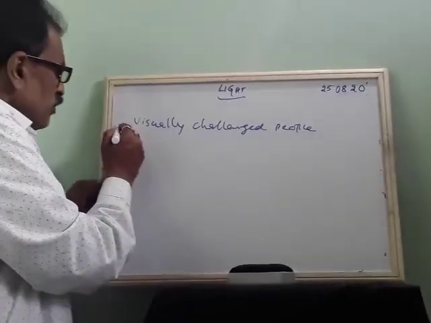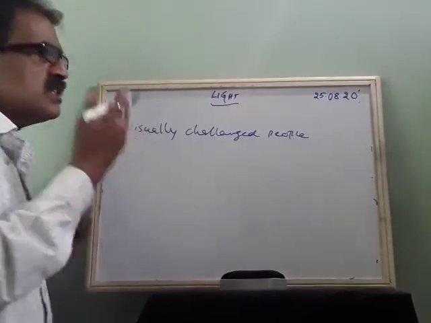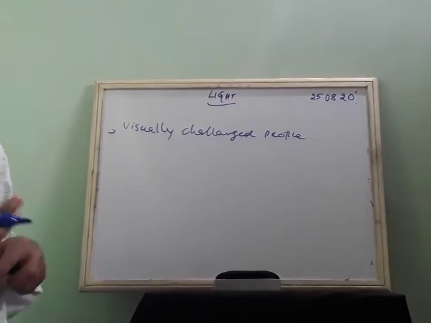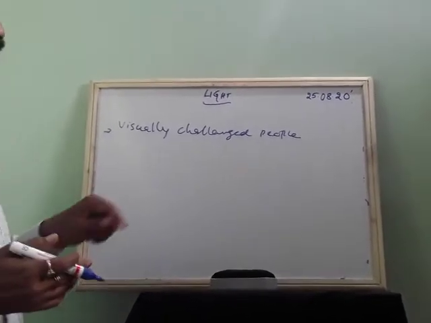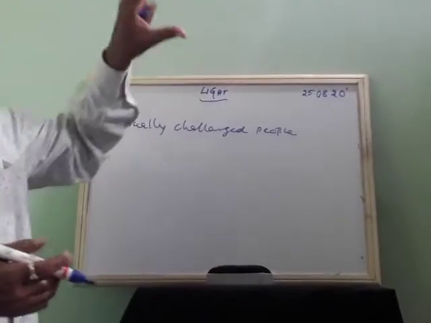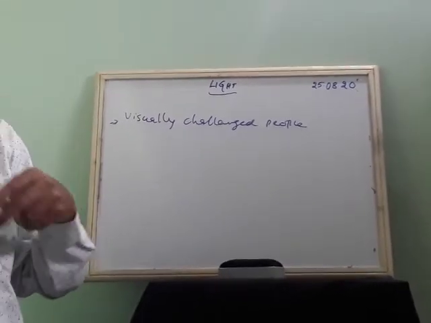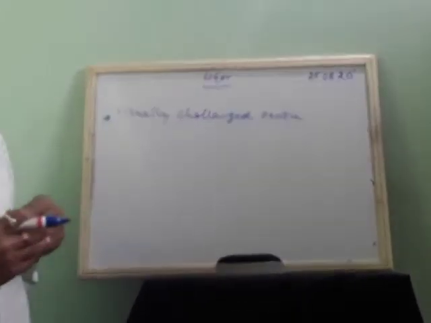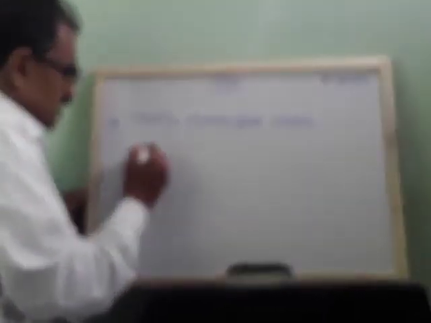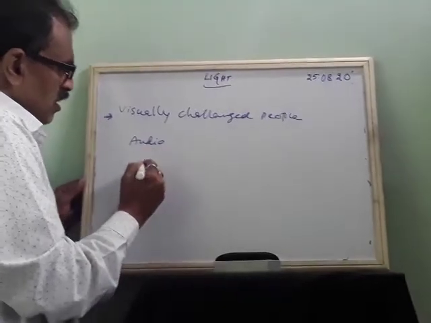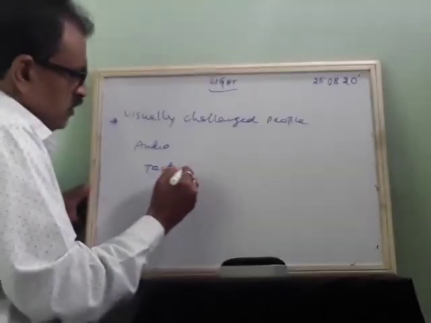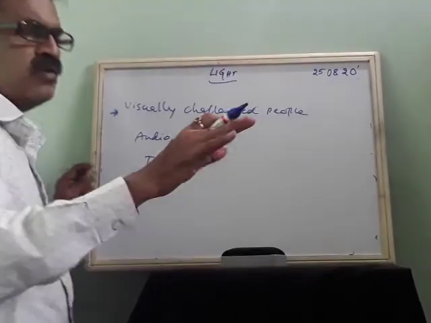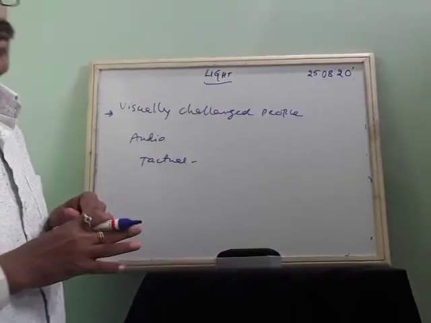So what about these people? How will they read? What is the government doing to help, or what can we do for them? Okay. So for them there are some teaching aids, learning aids, by which they are able to learn. One is what we call audio aids, or textual aids, which they are able to touch and feel, okay.